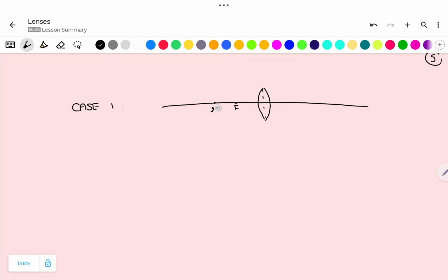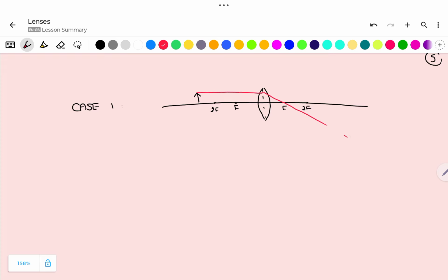Of course, you should use a ruler, make sure that they are equally separated. Okay, let's say case 1 is that our object is right after 2F. You should follow all 3 steps, go parallel until the dashed line, and then pass through the F.